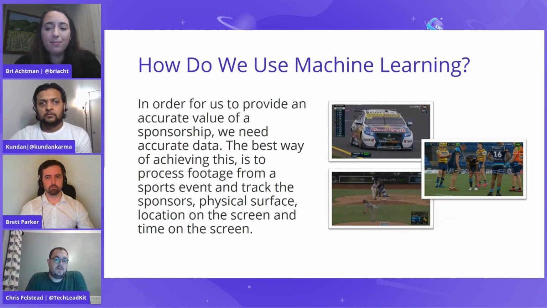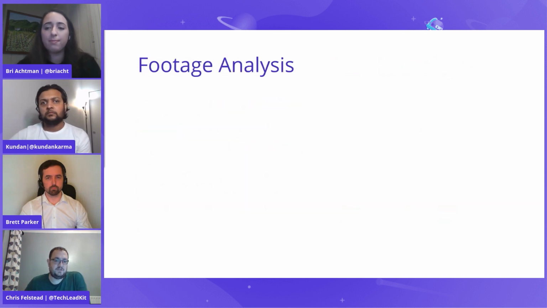In order to get the most accurate data, we actually process the footage from sporting events. So we can track, for instance, a logo on a player's shirt. We'll know what the logo was, the fact that it was on a player's shirt, how long the player was on the screen, and suchlike. To do that, we process hundreds of hours, millions of frames of video footage every month.